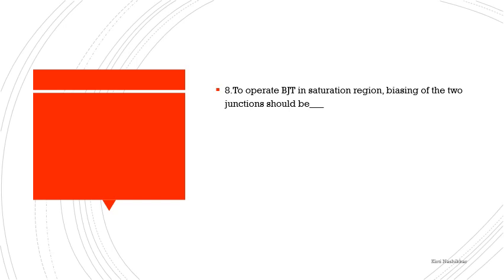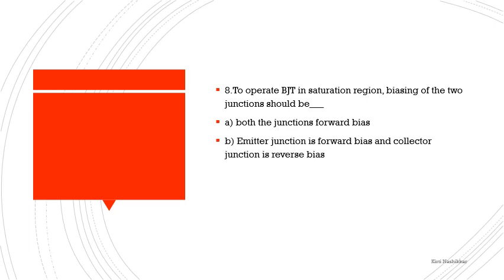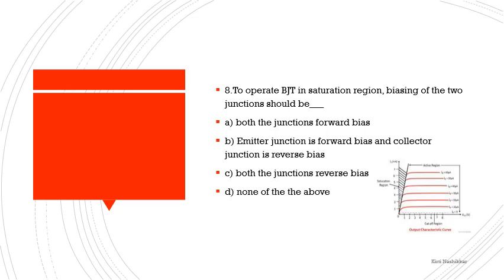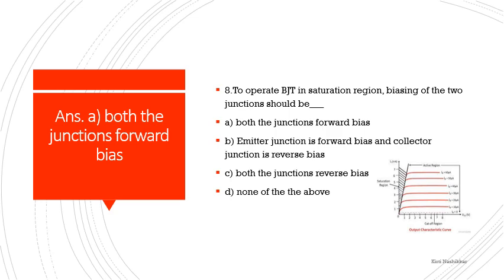To operate BJT in saturation region, biasing of the two junctions should be. So again, whenever we are operating BJT in saturation region, then both the junctions should be forward bias. So correct option is option A. In saturation region, both the junctions of the BJT are in forward bias.